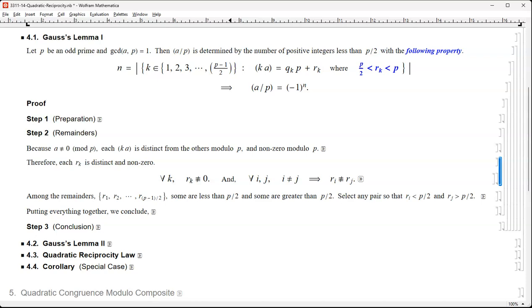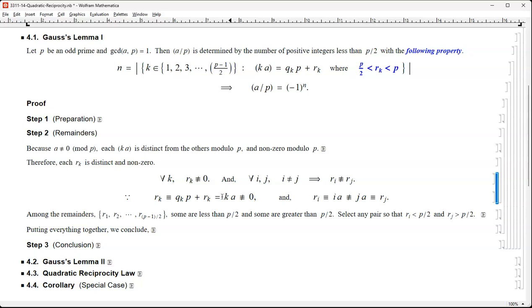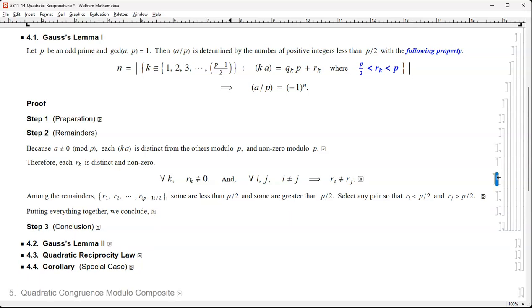Consequently, all the remainders R_k are distinct and non-zero as well. You see, all those R_k are the same as ka, and then R_i is ia, R_j is ja, they're all distinct. So what did you get? All the remainders are all different and all non-zero. Okay, so far so good, but I have to utilize this blue property, and that's the hardest part.